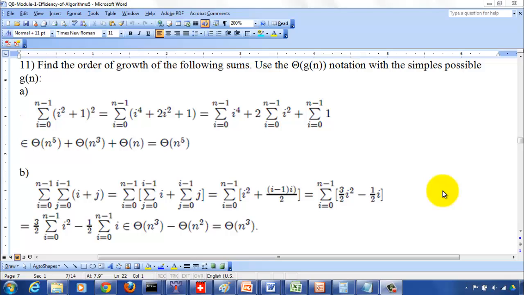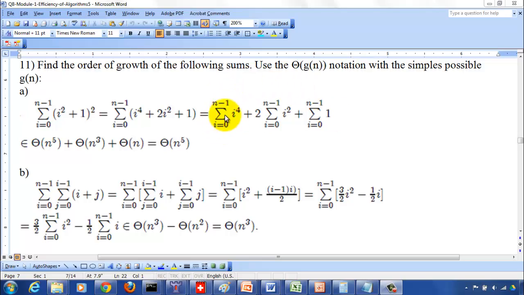Okay, so you want to find the order of growth of the following summations in terms of the theta notation. So we have sigma i equals 0 to n minus 1 of (i square plus 1) whole square. I can expand this out as (i square) whole square, which is i to the power 4, plus 2 i square plus 1. So this is sigma i equals 0 to n minus 1 i to the power 4, plus 2 times sigma i equals 0 to n minus 1 i square, plus sigma i equals 0 to n minus 1 of 1.